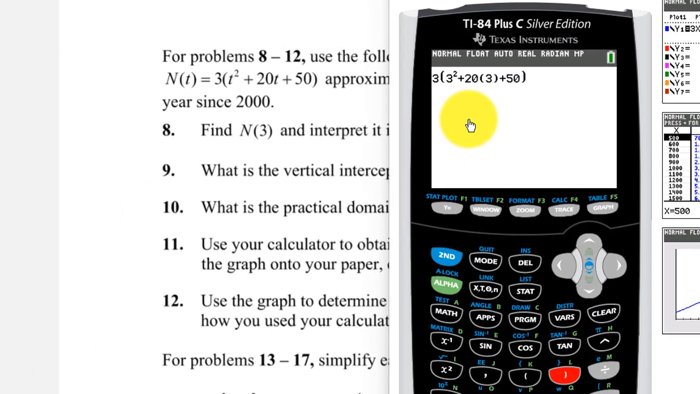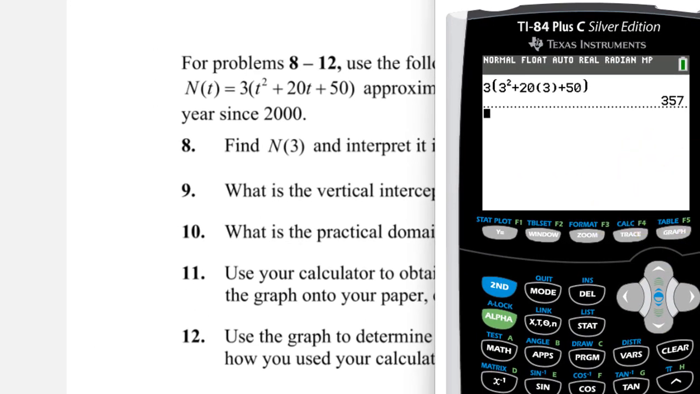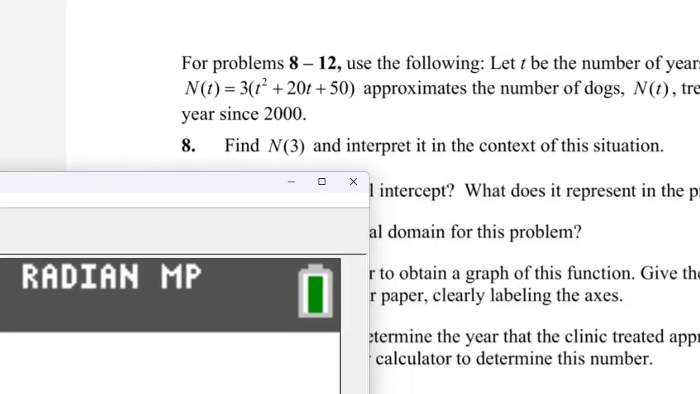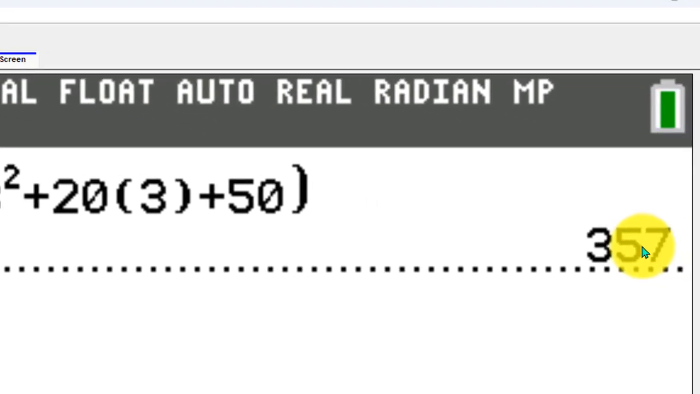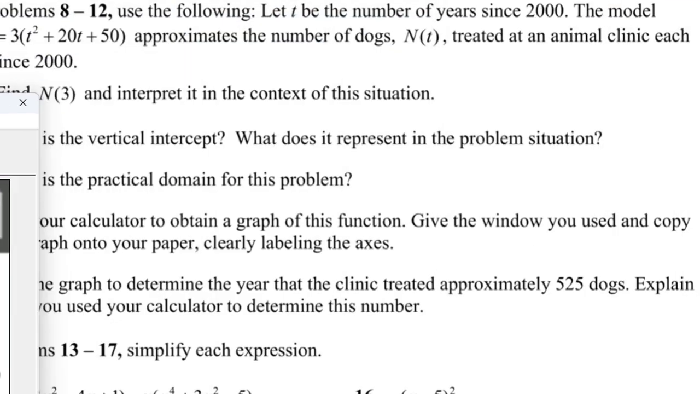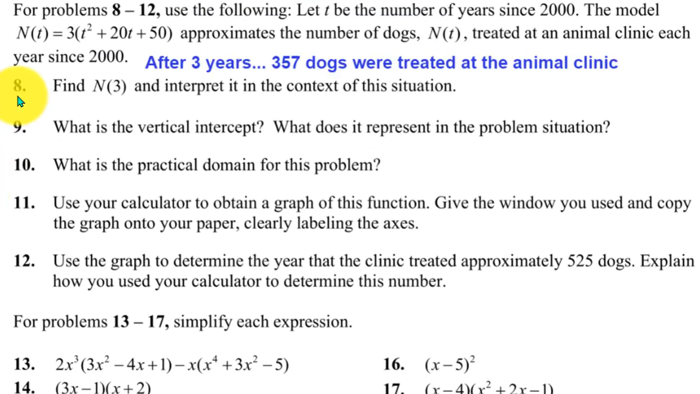So this is what it looks like in my calculator. I press enter and I get 357. So 3 years after 2000, so we'll call that 2003, there were 357 dogs that were treated at the animal clinic. All right, so here's number 8. I kind of typed it up nicely.